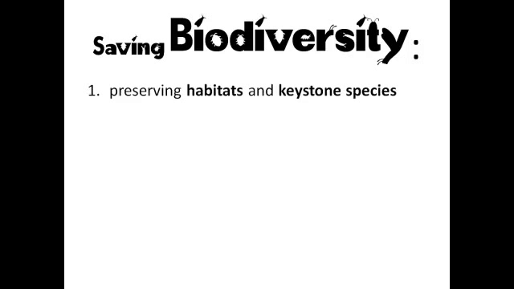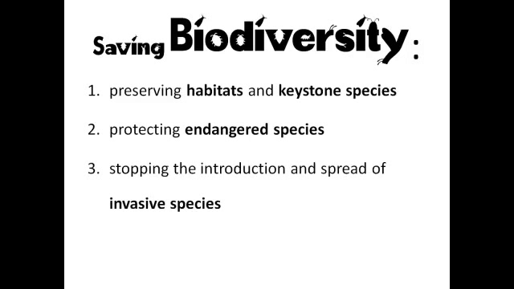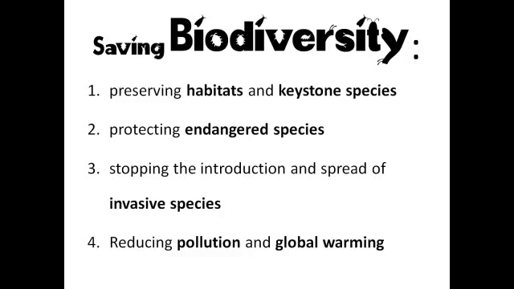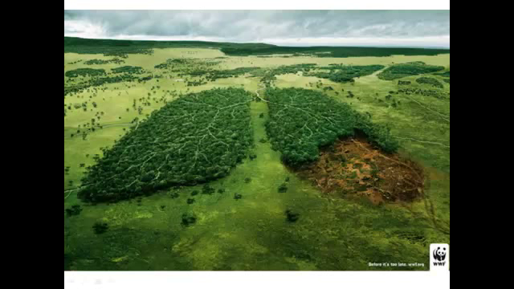And some ways that we can save it are to preserve habitats and keystone species, to protect endangered species, to stop the introduction and spread of invasive species, and to reduce pollution and global warming on this planet. And the sooner we realize how important biodiversity is, how inextricable our lives and our survival are with biodiversity, the sooner we will be on the path to maintaining it.